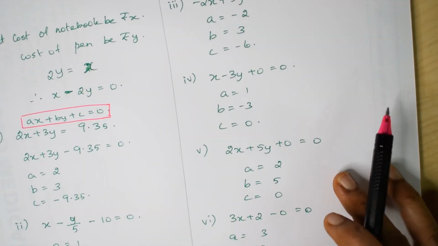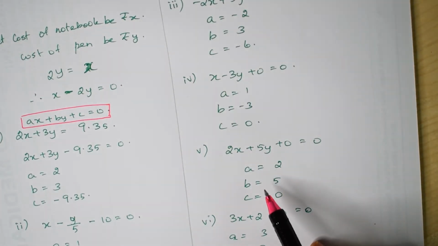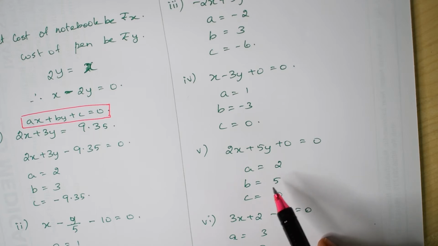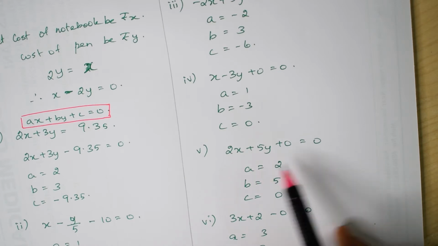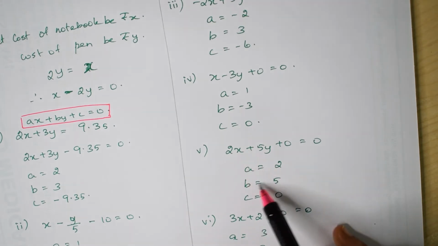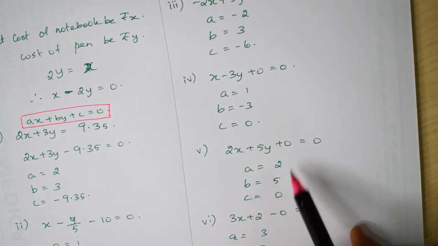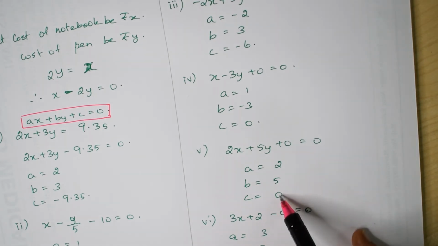Then the fifth sum, 2x is equal to minus 5y, and I have already framed the equation. 2x plus 5y plus 0 is equal to 0, and A's value takes 2, B takes 5 and C's value is 0. Okay.